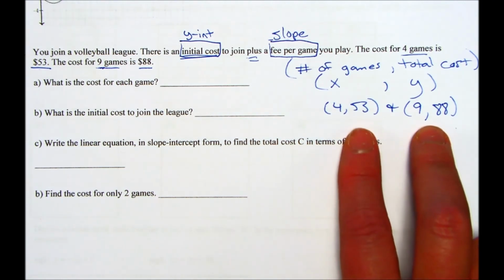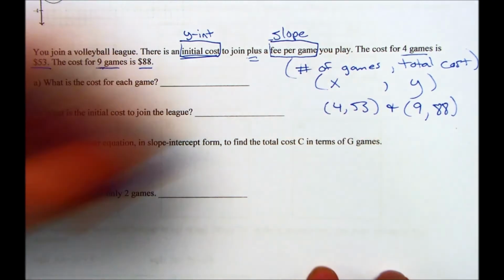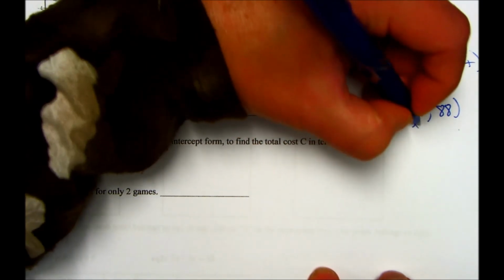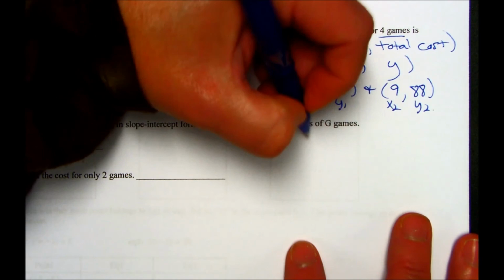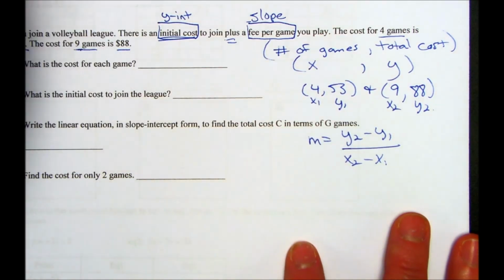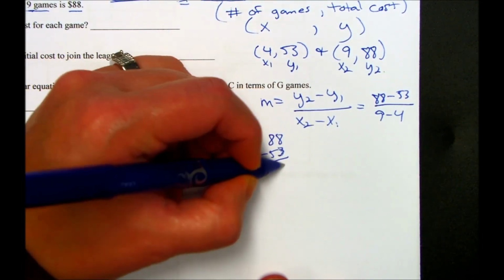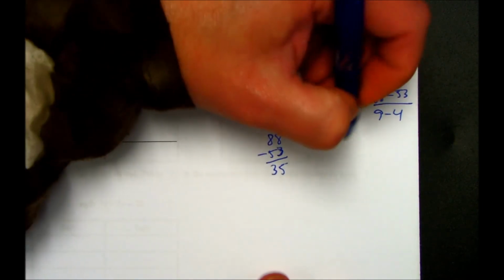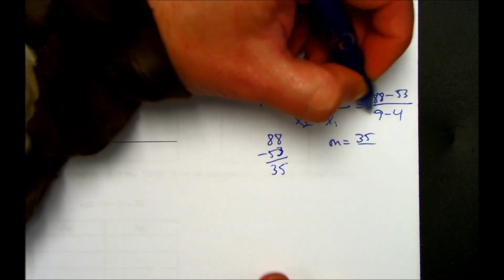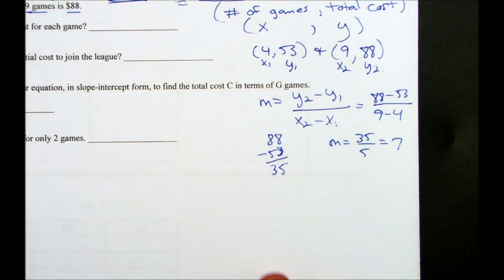So now what can we do with 2 points? We can find the slope. So if I label this x1, y1, x2, y2, and then use my slope formula, which is y2 minus y1 over x2 minus x1, I'm going to subtract 88 minus 53 over 9 minus 4. So the 88 minus 53, I'll do off to the side. I'll get 35. And then 9 minus 4 is 5, which equals 7 when we divide. So our slope or our rate of change is 7.